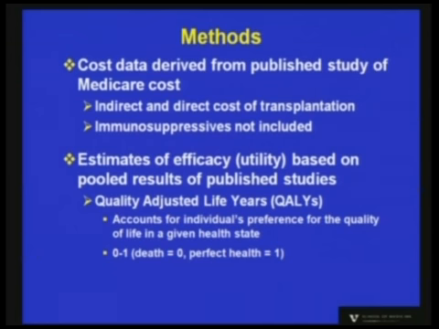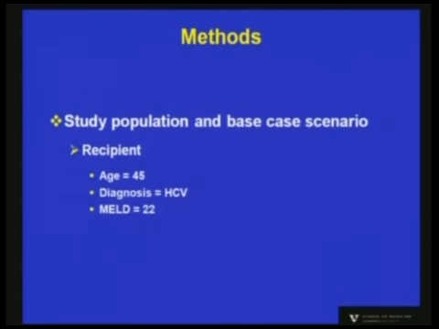Our estimates of efficacy or utility were based on pooled results of published studies. We chose to look at the quality adjusted life year, which accounts for an individual's preference for the quality of life in a given health state, with 0 equal to death and 1 perfect health. The study population in the base case scenario was based on a recipient who was 45 years of age, had a diagnosis of hepatitis C, and had a MELD of 22.